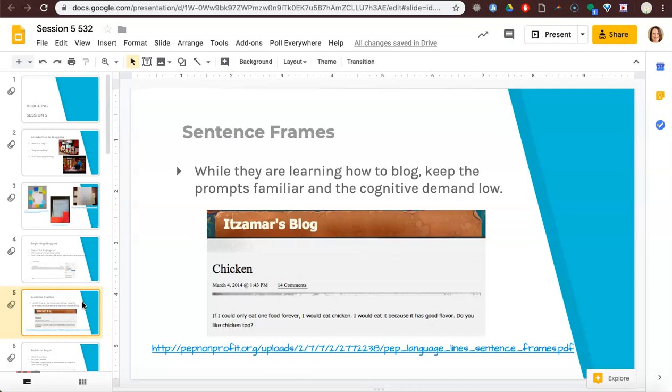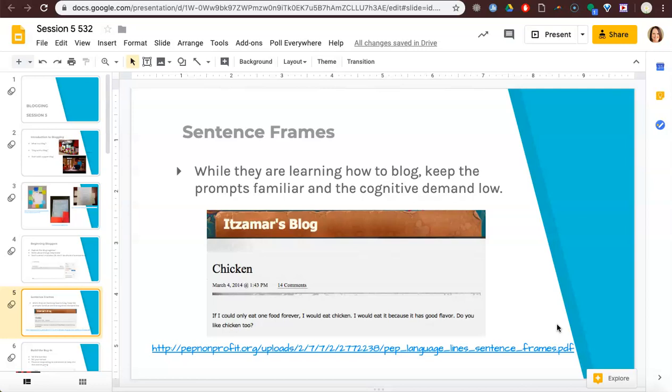So, for example, this was one of my first graders' first blog entries, and it was, if you could eat one food forever, what would it be? And so you can see this is her answer, and the sentence starter that I gave was, if I could only eat one food forever, comma, I would eat blank. I would eat it because blank. And then I put a blank that said, ask a question. And so she filled in chicken. She said, it has good flavor, and said, do you like chicken too? Great for a first grader.